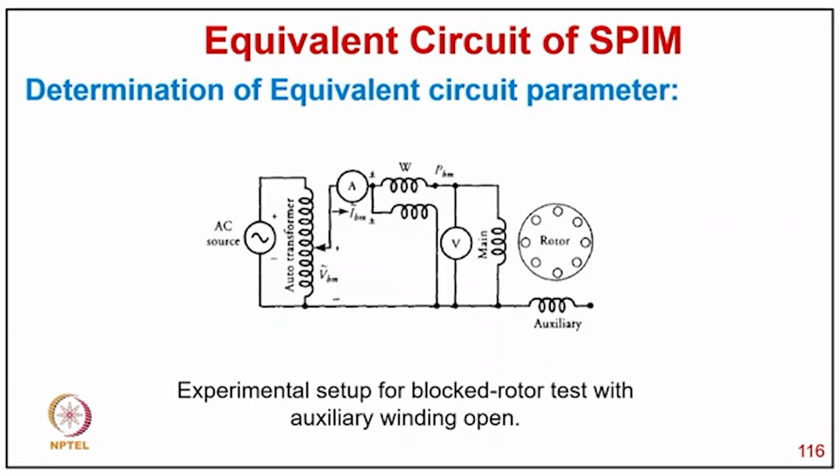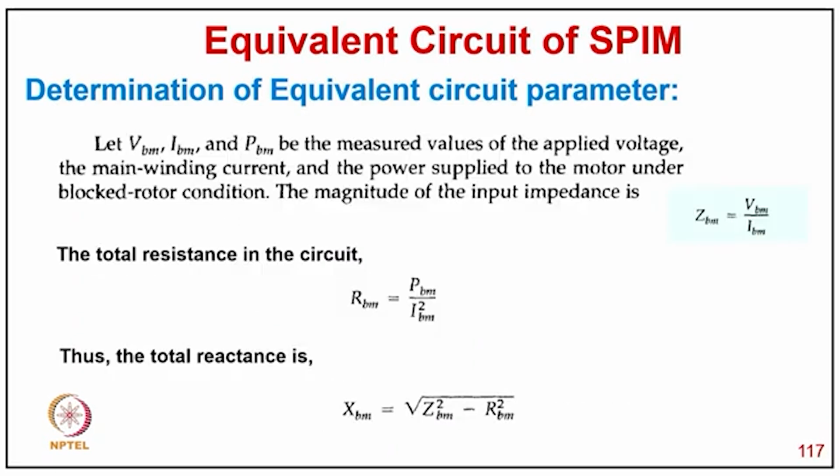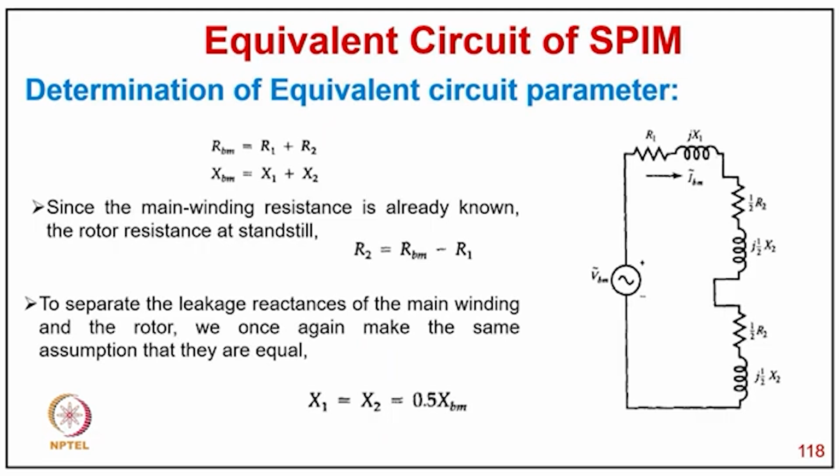Typically you have a voltmeter, ammeter and wattmeter for measuring voltage, current and power when the main winding is excited for the blocked rotor test. So we can see how we measure the parameters. Consider V_BM, I_BM and P_BM as the measured applied voltage, main winding current and power supplied to the motor under the blocked rotor condition. So the magnitude of impedance will be Z_BM equal to V_BM upon I_BM, the total resistance of the circuit R_BM will be P_BM divided by I_BM square, and the reactance will be X_BM equal to the square root of Z_BM square minus R_BM square, where R_BM is equal to R1 plus R2 and X_BM equal to X1 plus X2.